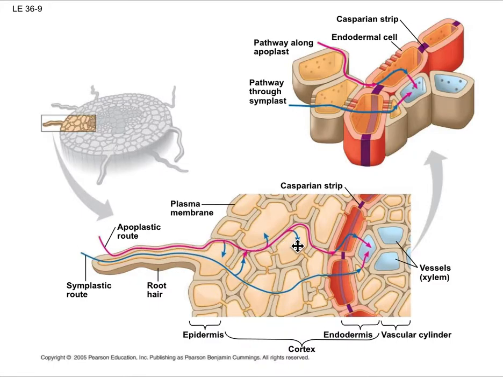Or it can go between the cells, but once it gets to the Casparian strip, it has to go across a membrane. And so because there are so many membranes here, each of these membranes can have little pumps on them to bring into the cell things like nitrate and potassium and other things in the soil that the plant needs. And the whole goal then is to move this stuff into the vascular tissue, or the xylem of the cell. So what's the benefit of having all these different cells here with pumps?